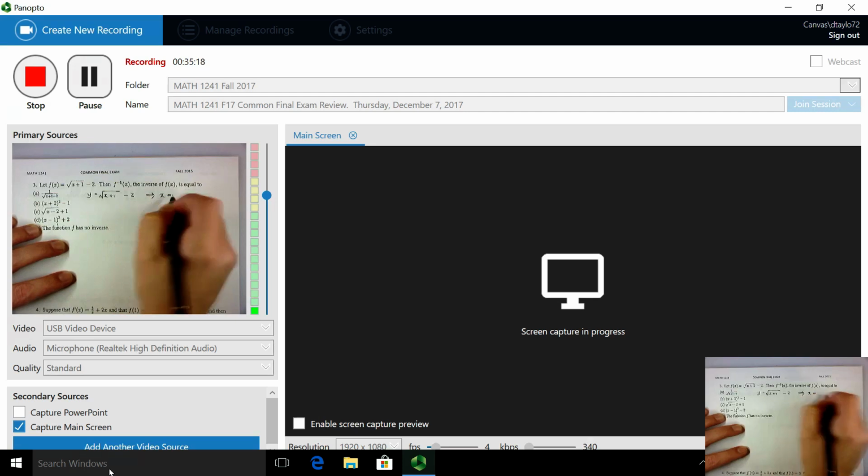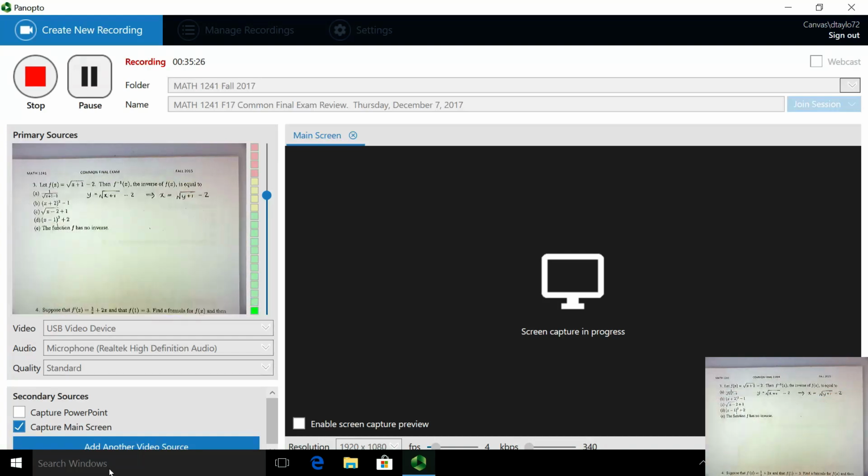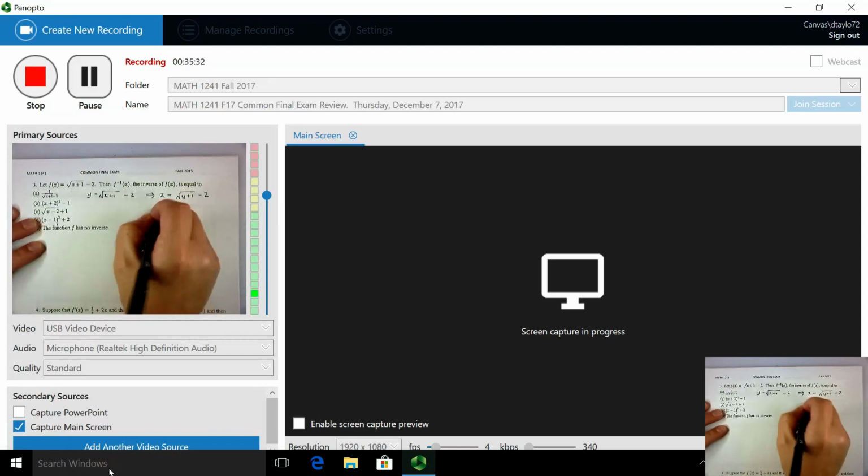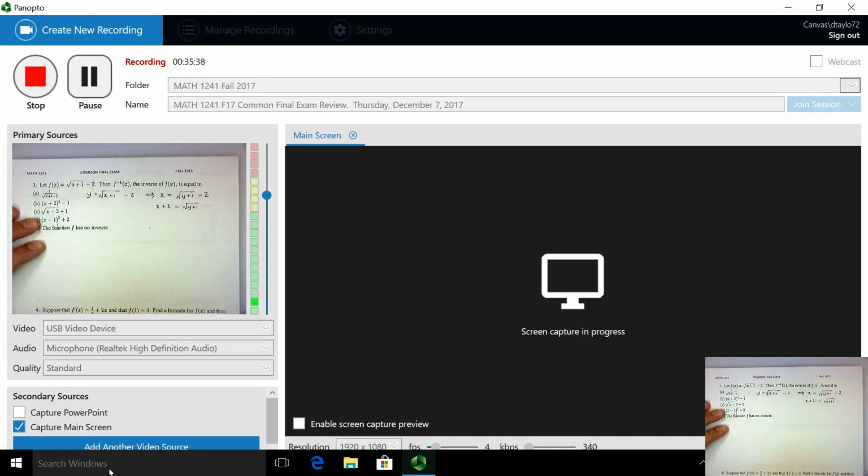So that means the inverse function will be the function x equals the square root of y plus 1 minus 2. And of course now we need to solve for y. All right, so I will start by adding 2 to each side. So I will have x plus 2 is equal to the square root of y plus 1.